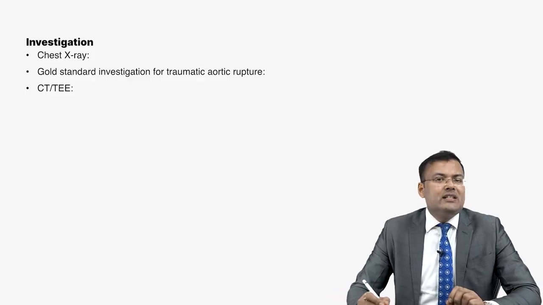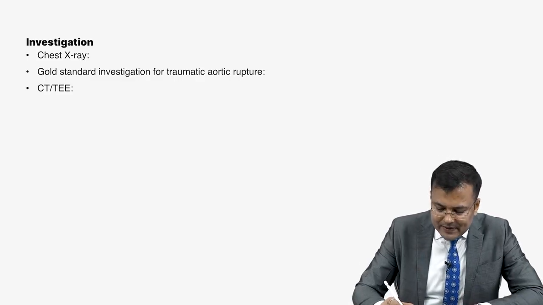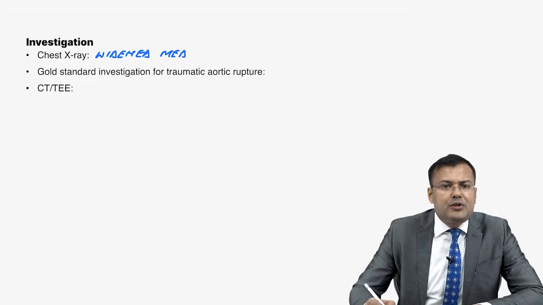What is the finding on chest X-ray? Obviously, you are going to find widened mediastinum. So on chest X-ray, there is widened mediastinum. You know that there is rupture of aorta.